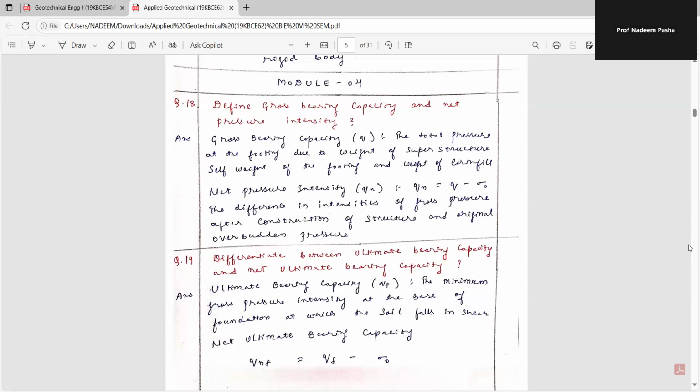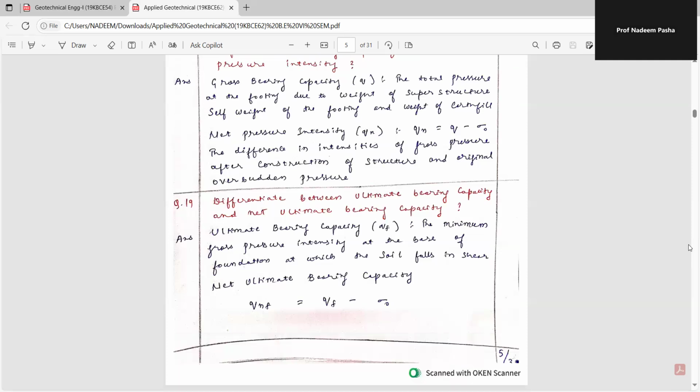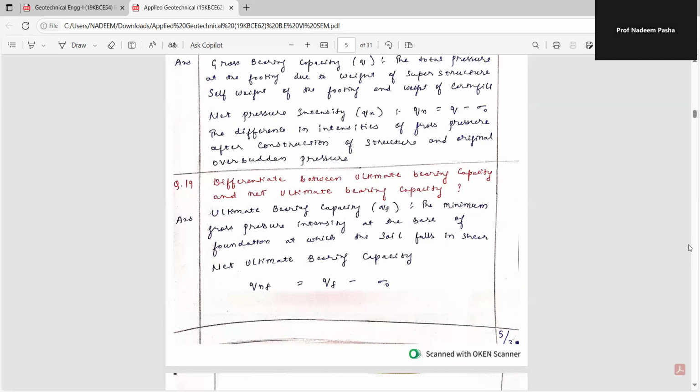Differentiate between ultimate bearing capacity and net ultimate bearing capacity. Ultimate bearing capacity is the minimum gross pressure intensity at the base of the foundation at which the soil fails in shear. Net ultimate bearing capacity qnf equal to qf minus sigma naught.